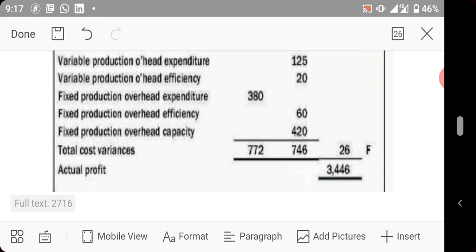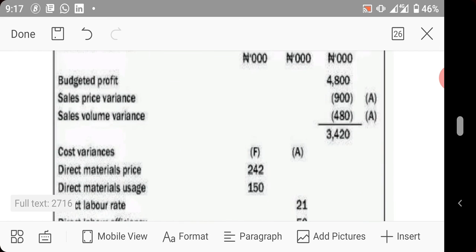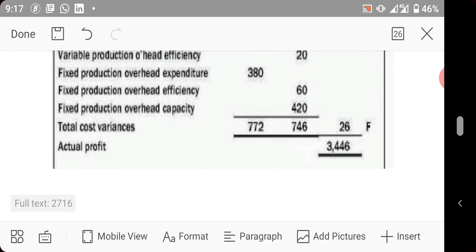So when you add them together, you have total cost variance: 772 for favorable, 746 for adverse. This minus this will give you 26, which is plus, because your favorable is higher than your adverse. So you add this 26 to this value and it will give you this, and it will definitely be equal to actual profit. You must note closing stock is valued at standard cost per unit.